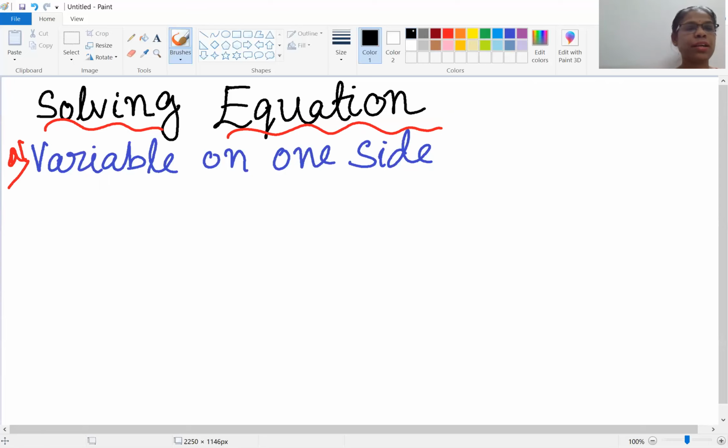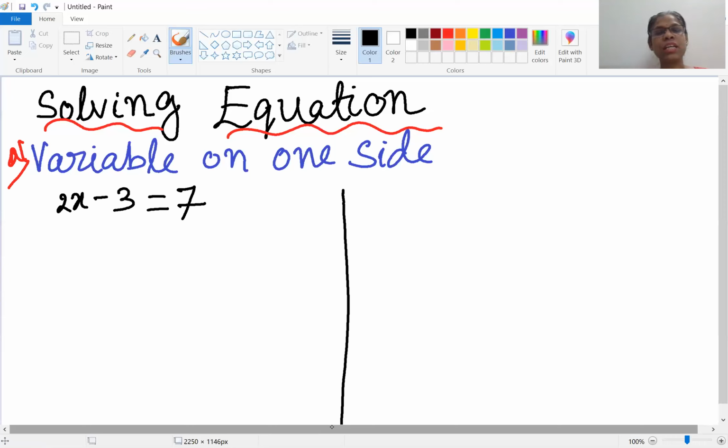I am writing an example for your understanding of how to solve it, and I am going to show you here. 2x minus 3 is equal to 7. What is this? This is an equation. I want to find the value of x here. To solve this equation, I have two methods. I am going to discuss the first method, then the second method. But let me tell you, the second method is the widely used method. So let's proceed with the first method.